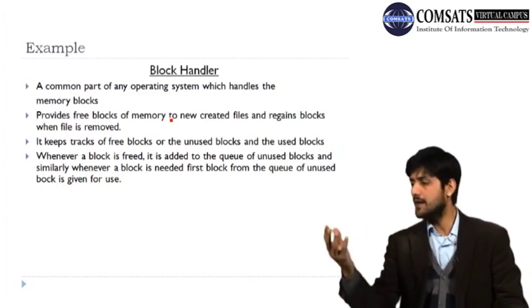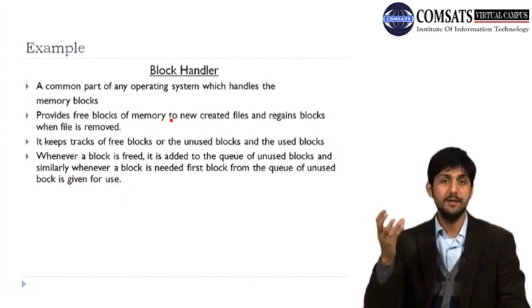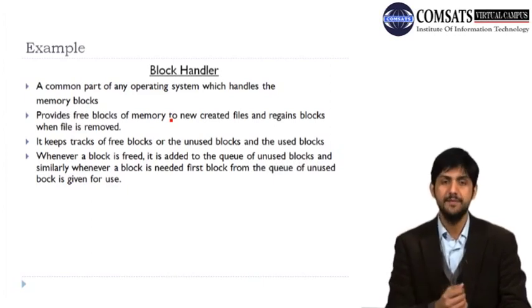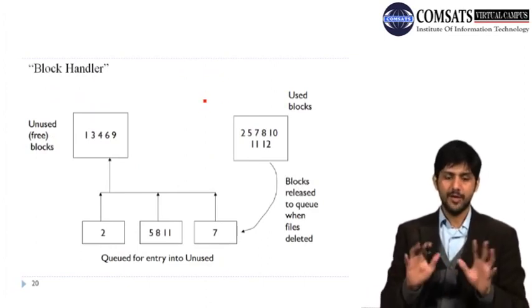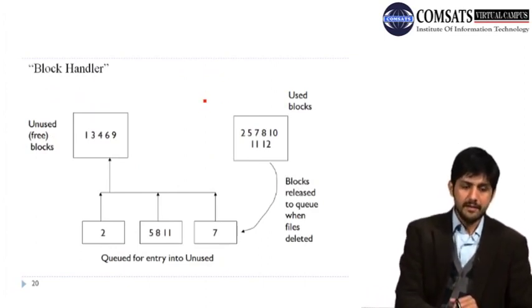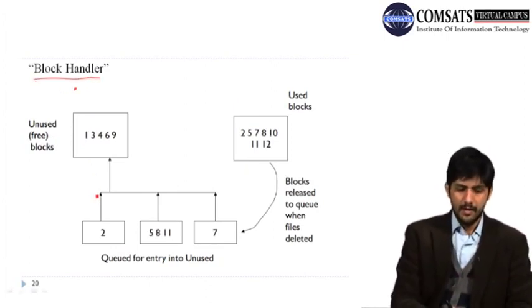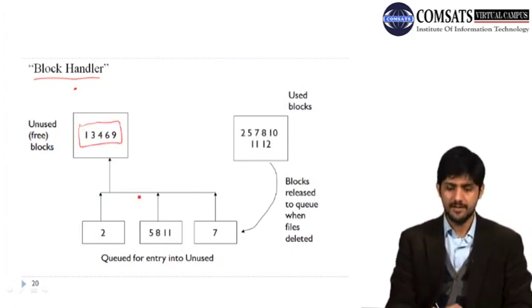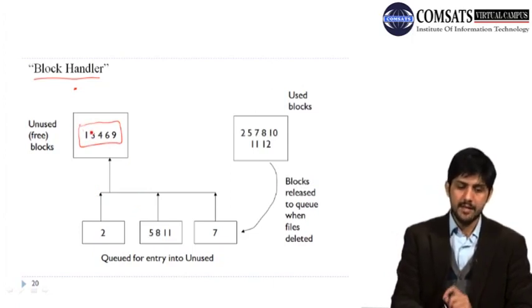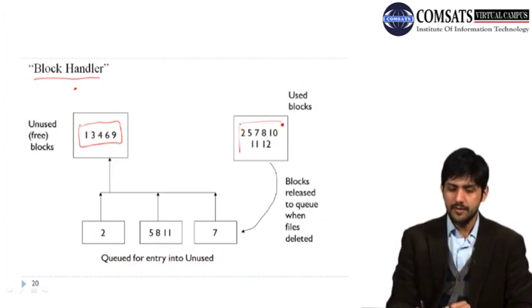So we want to identify what data. We can see that we have a set of used blocks and a set of unused blocks. So we have two kinds of blocks. That is what we can get from this particular description. So let's try to understand this problem. We are saying here that this is our block handler, and these are my set of unused blocks or free blocks. So it says that blocks 1, 3, 4, 6, 9 are free, and these are my set of used blocks.